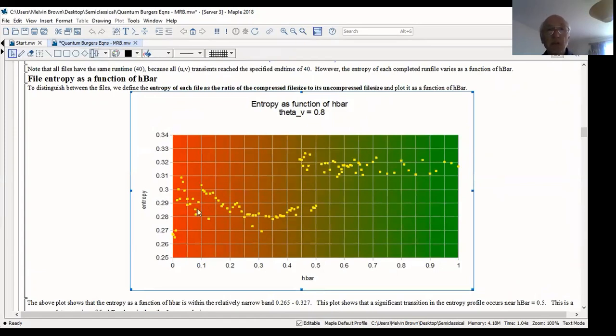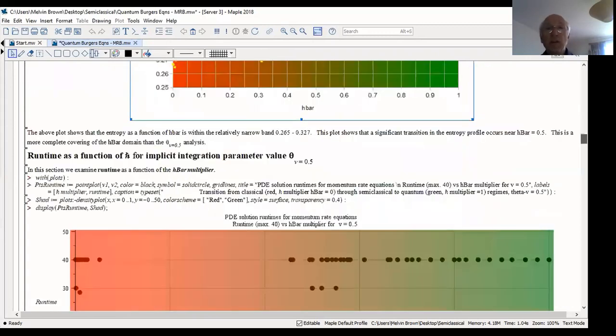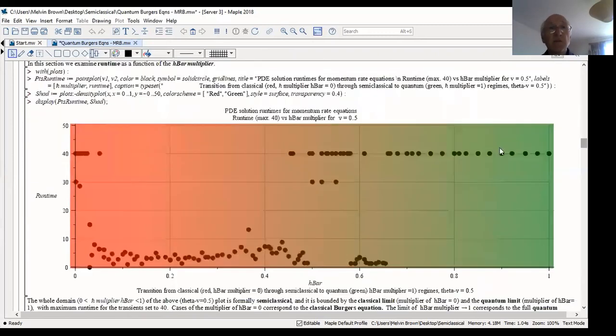You can see a very obvious transition of behavior at 0.5, h bar is 0.5. There's a lot of erratic behavior in the classical regime, specifically as you get very, very close to h bar equals 0. Then in the quantum regime, it's fairly steady. We seem to have settled down there. And this is with theta v integrating the implicit at 0.8, so these are fairly smooth transients.